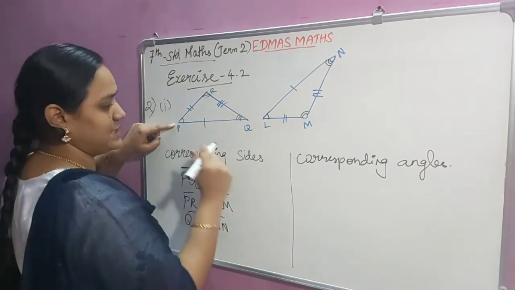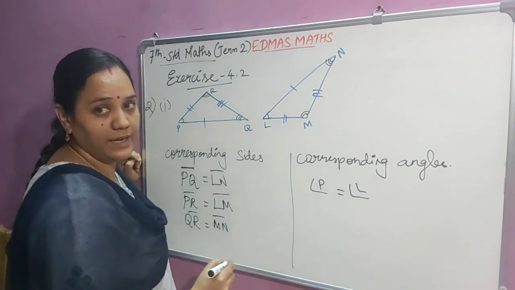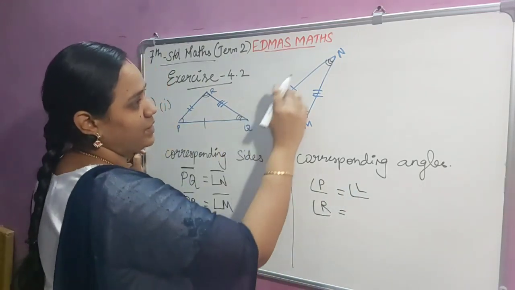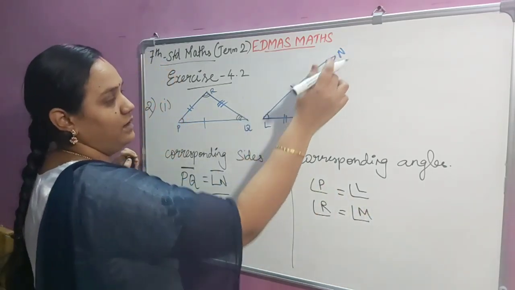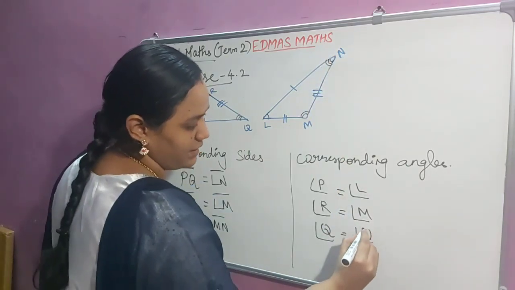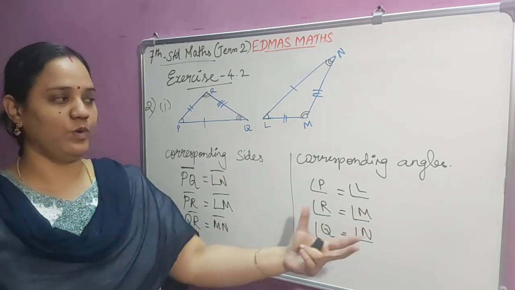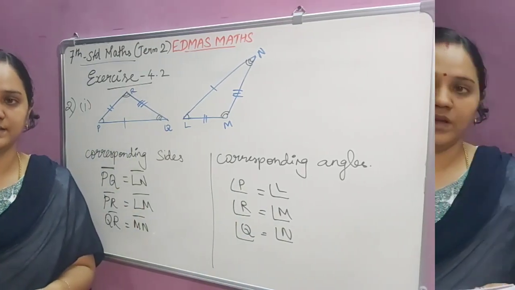So single angle is angle P and here is equal to angle L. Double angle, angle R is equal to angle M. Triple angle, Q is equal to angle N. Okay, now we have mentioned the corresponding sides and corresponding angles of the given two triangles.